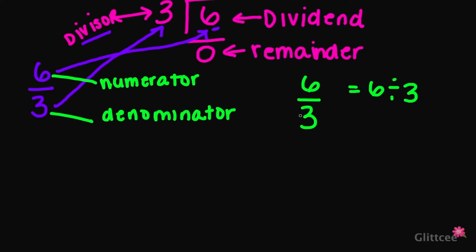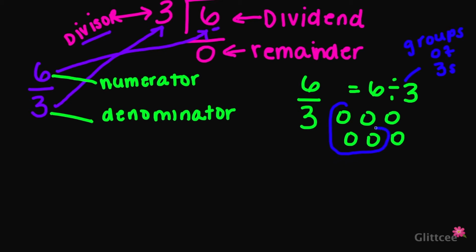So let's draw some marbles. So 1, 2, 3, 4, 5, 6. All right. So 1, 2, 3, this is a group. And then 1, 2, 3, this is a group. How many groups do I have? 1, 2. I have 2 groups. So if I say 6 divided by 3, that equals 2.